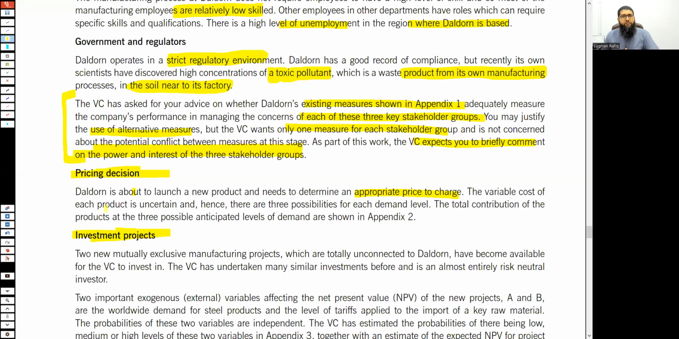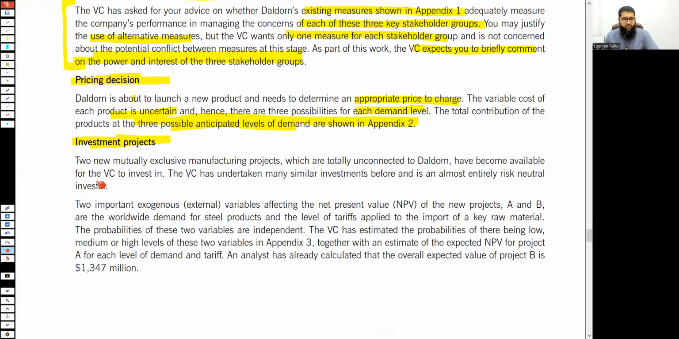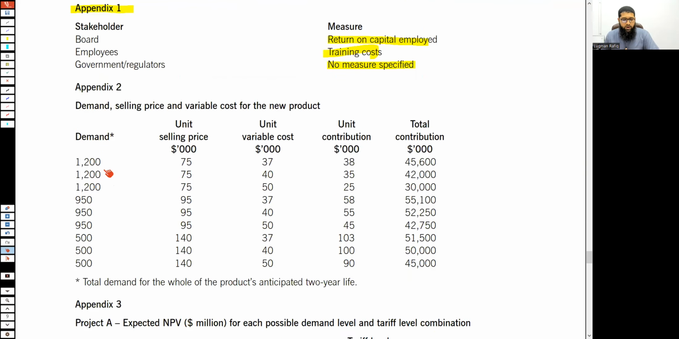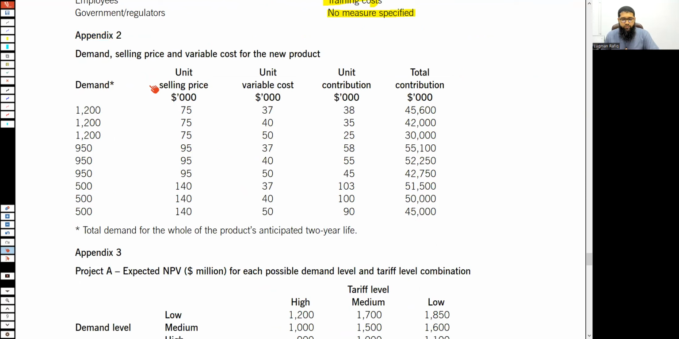The variable cost of each product is uncertain, and hence there are three possibilities for each demand level. The total contribution of the products at three possible anticipated levels of demand are shown in appendix number 2. So there is this pricing decision. Now let's talk about this appendix 2. You are being given the selling prices, the total contribution, and the demands.